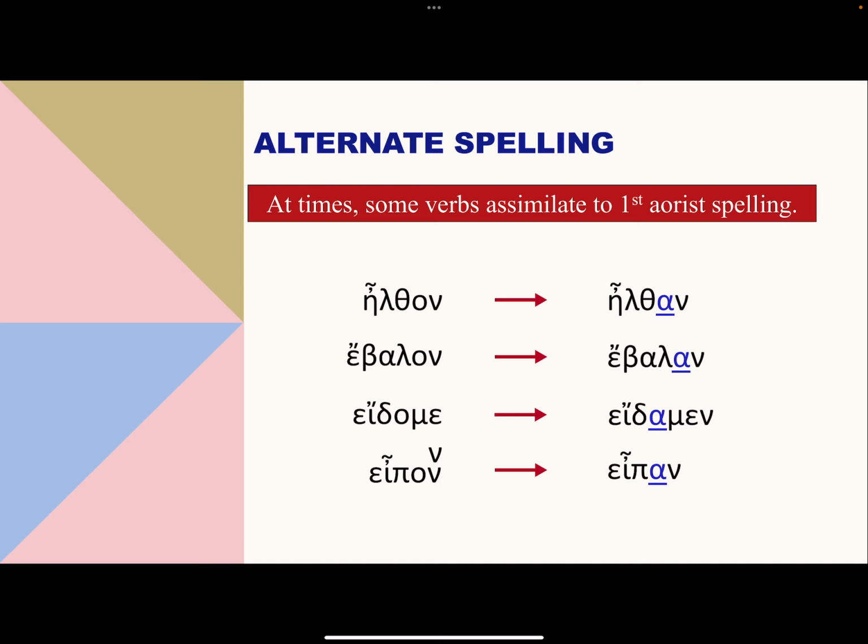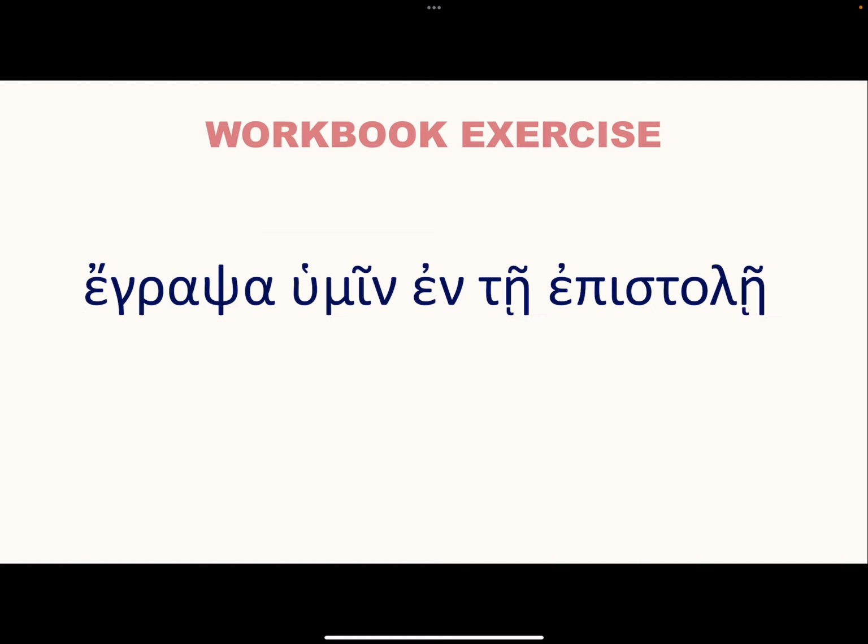Occasionally, some of these words can have slightly different spelling. It's almost like the Greeks got confused between their own rules of first aorist and second aorist. And so occasionally you'll see an alpha. So instead of elthon, it will become elthan. Instead of ebalon, it will become ebalan. Very, very occasionally you'll see that. It's not very common. And hopefully if you see it, you'll just remember that occasionally there are some spelling changes in the Greek.